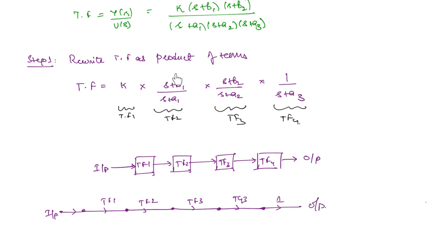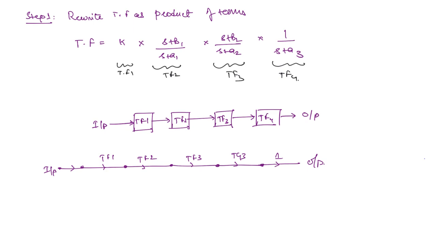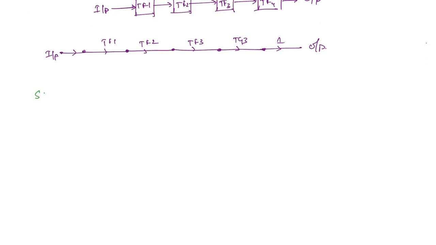Now for these kinds of transfer functions, we have already derived, using direct decomposition, the state diagram representation. So that will be the second step, step 2. What will be transfer function 1? This is simply the gain k, with input and output.